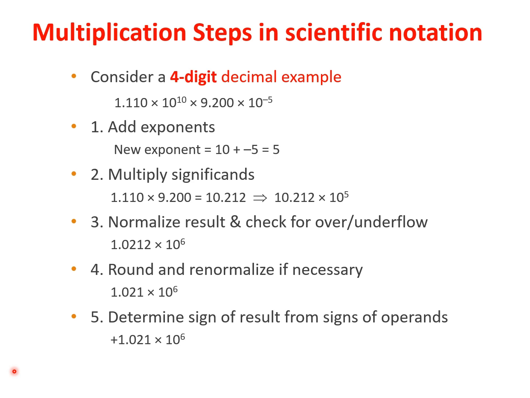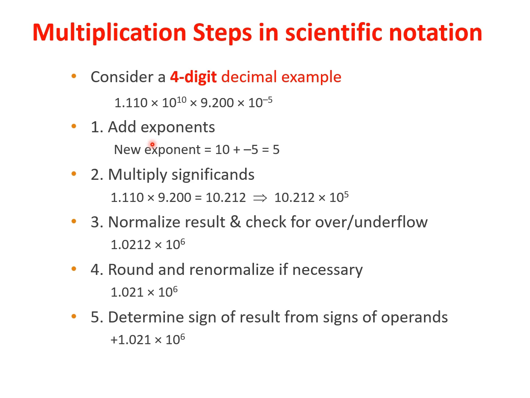Let's see the multiplication steps when the numbers are given in scientific notation. The first example we saw in the beginning was just a simple binary number, not in any scientific notation. Scientific notation has an exponent part, so we must see that first. These are two decimal numbers given in scientific notation, and they are 4-digit numbers. The first number is 1.110 times 10 to the power 10, and the second number is 9.2 times 10 to the power minus 5.